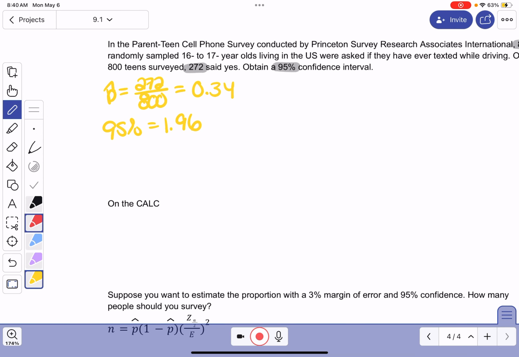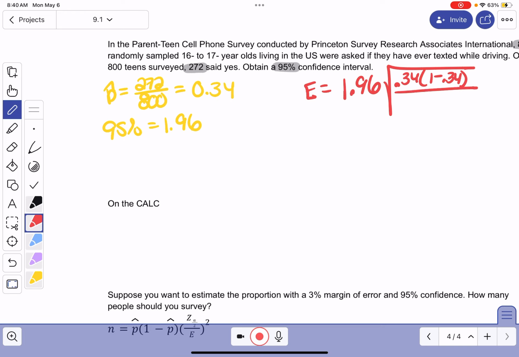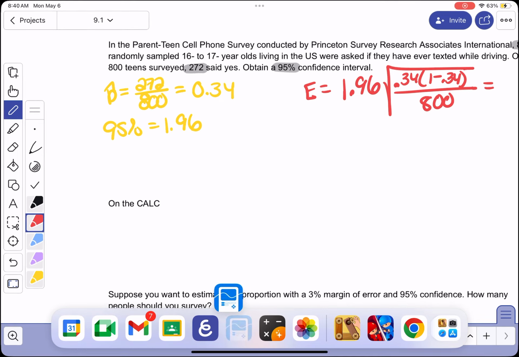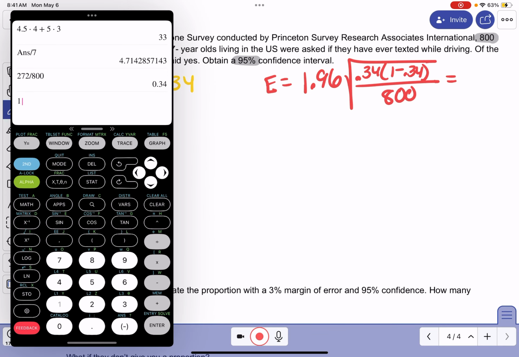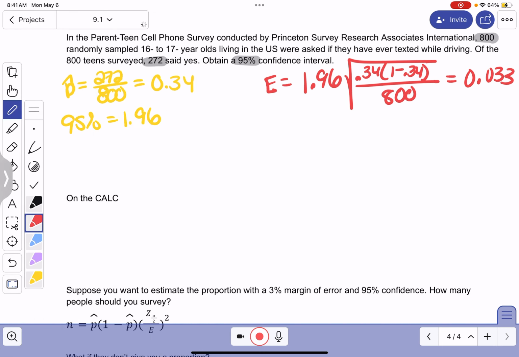So now I would plug it into that equation. The margin of error is 1.96 times the square root of p hat times 1 minus p hat over n. If I put that in the calculator, 1.96 times square root of 0.34 times 1 minus 0.34 divided by 800, we get 0.033. So that's our margin of error.